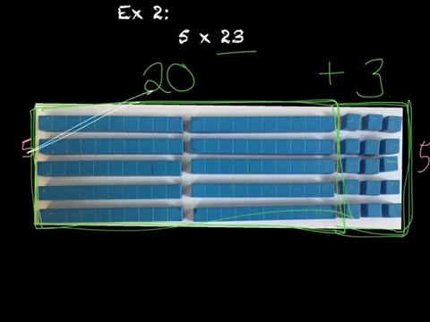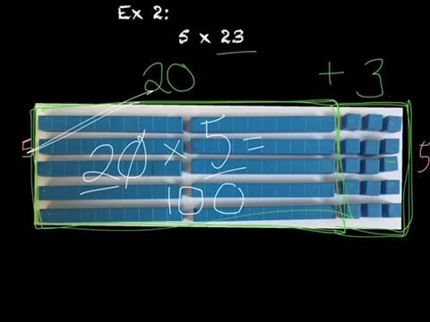So I'm going to do 20 times 5. Now, I don't know 20 times 5, but I know 2 times 5 is 10. That's an easy fact for me. So 2 times 5 is my 10, but I can't forget about that 0. A 0 in the equation makes a 0 in my answer.